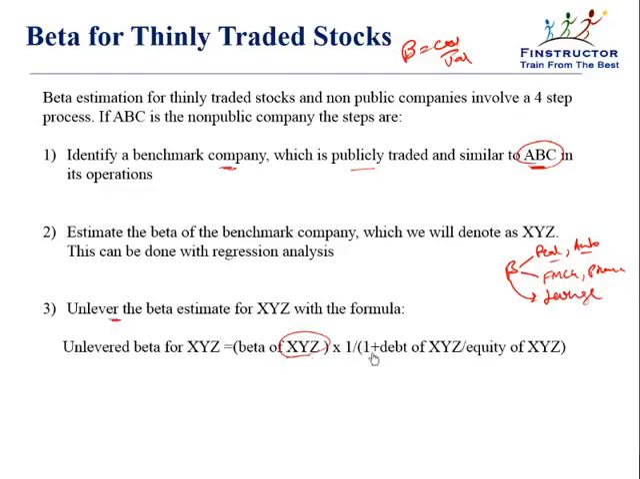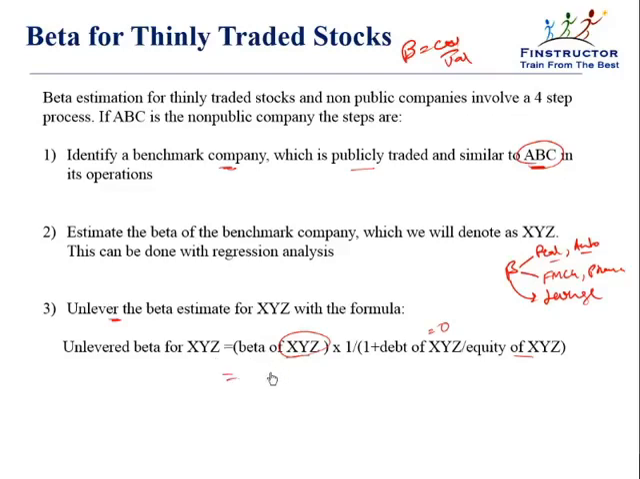Unlevering means divide by, or multiply by 1 upon, 1 plus the debt of XYZ upon the equity of XYZ. If the debt was 0, this number would have been the same. Please note, the unlevered beta would normally be lower because you're taking away the risk of leverage.